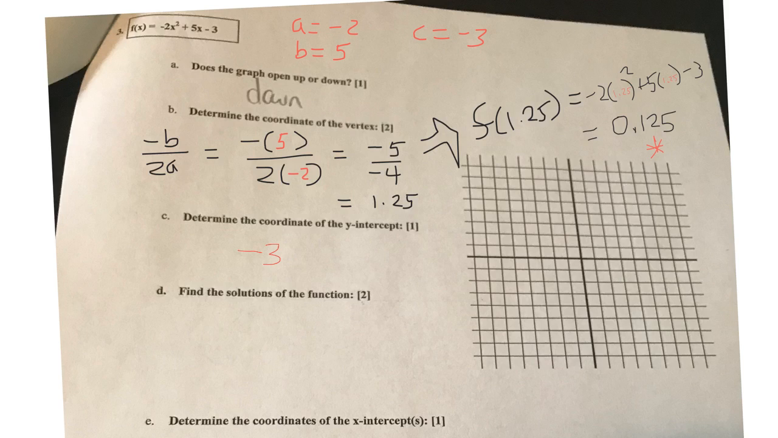Now, by the way, if the teacher wants the coordinates of the y-intercept, that would be (0, -3), because when it comes to the y-intercept, the x-coordinate will always, always, always be 0. So that's that.